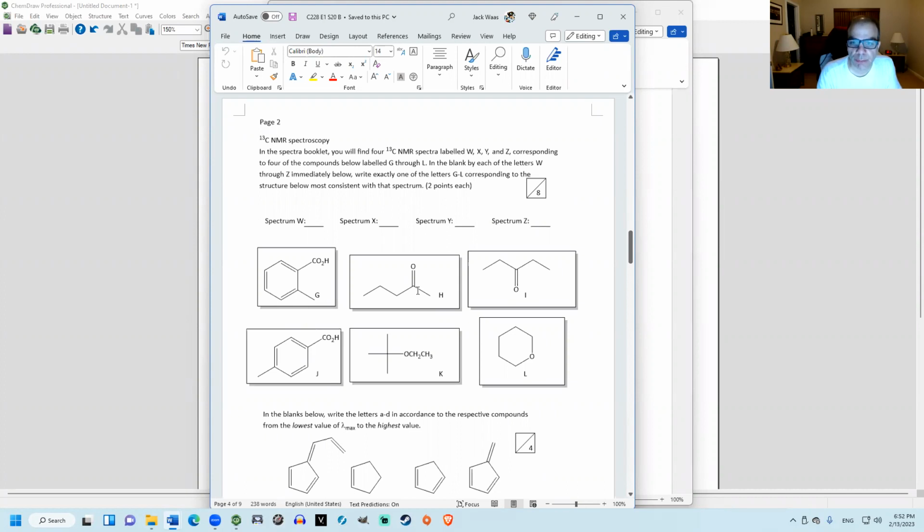Where do you find the spectra booklets? Should be on Canvas. You should have a copy of the exam, the spectra booklet, and the answer key available on Canvas. Sorry.